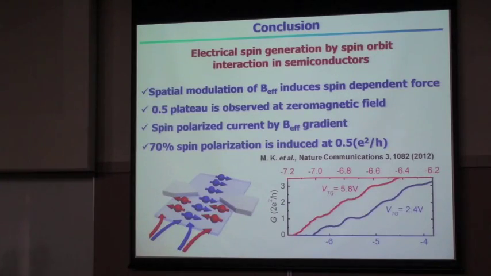And finally, I conclude my talk. We presented electrical spin generation by using the spin-orbit interaction. Such a spatial modulation of the effective magnetic field is really key because it generates the spin-dependent force. And we observed the 0.5 structure, and around this 0.5 structure, we have a large spin polarization without a magnetic field. So thank you for your attention.